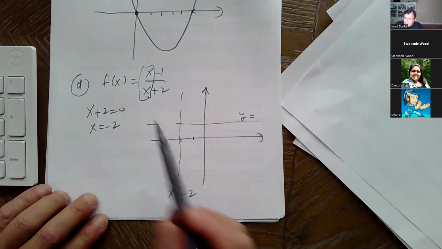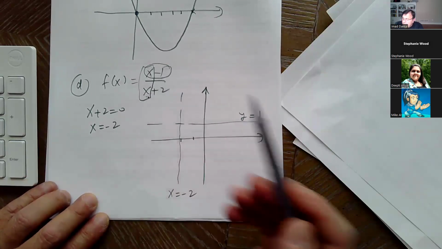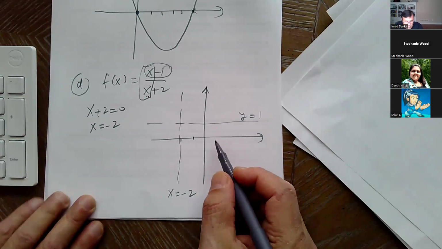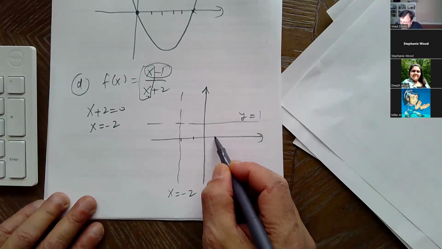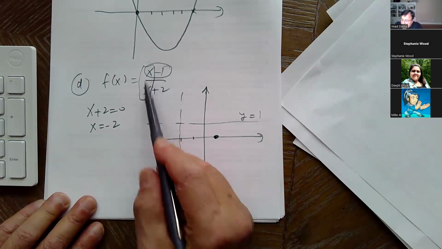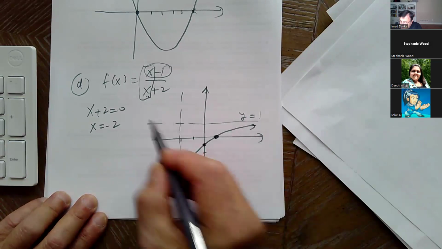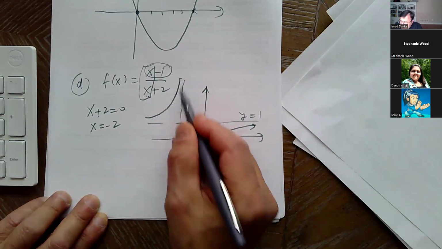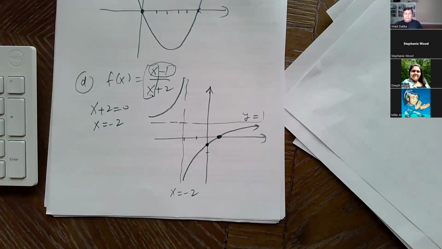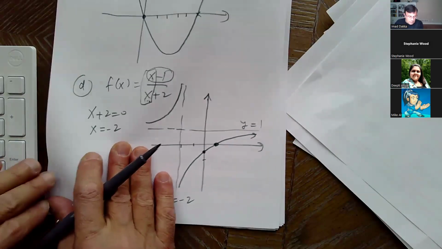And then to find the x-intercept, you set the numerator equal to 0. x minus 1 equals 0 when x is 1. And when x is 0, y is -1/2. So there's one graph, and then you can get the other graph by doing a t-table, or if you have a calculator, use it, okay? Any questions about any of the graphing? Okay.